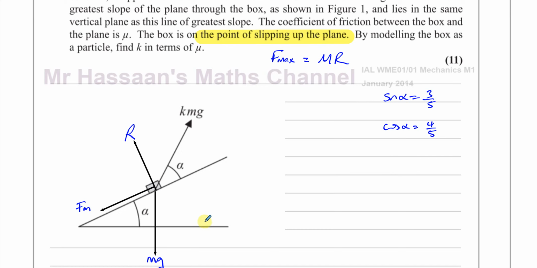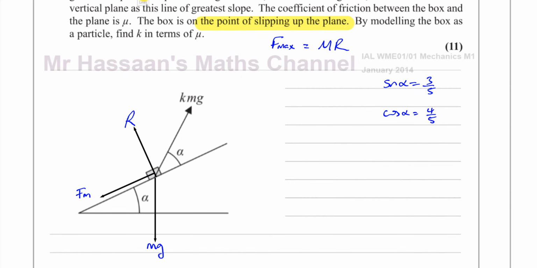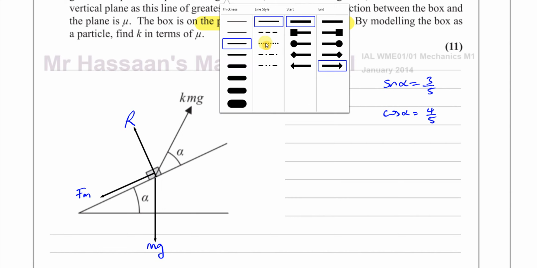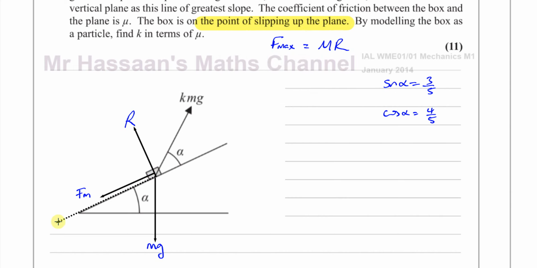Okay, so those are the forces acting on this object. Now what we're going to do is resolve these forces in the directions parallel and perpendicular to the plane. Now the friction and the reaction force are already parallel and perpendicular to the plane. That's not a problem. What we're going to do is resolve the weight and this kmg parallel and perpendicular to the plane, because you should always resolve them in the direction of motion and perpendicular to the direction of motion. So in the direction of motion, the weight will have a component going down the plane, and also a component which is perpendicular to the plane, into the plane.